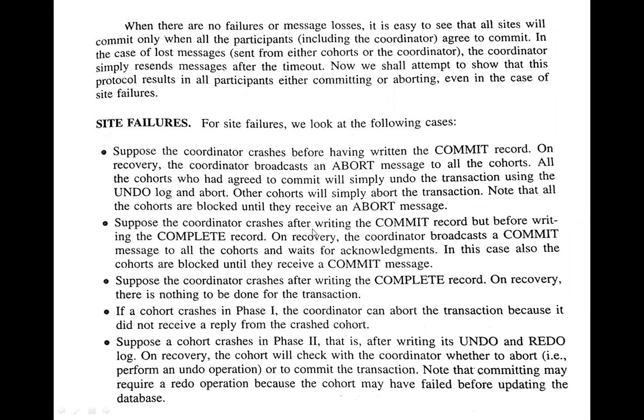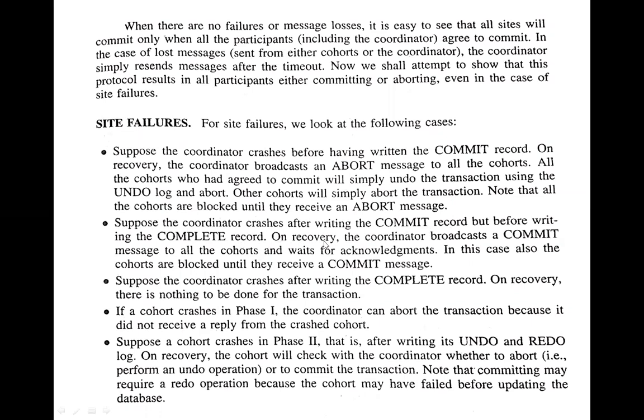Suppose the coordinator crashes after the commit record. It has sent a commit message to all the cohorts and written the commit record into its log, but crashes before writing the complete record. What happens on the recovery of the coordinator? Since the log has already stored commit, whenever it recovers from the failure, the coordinator is going to broadcast the commit message again to all the cohorts. Why? Because the commit record is stored in the log.